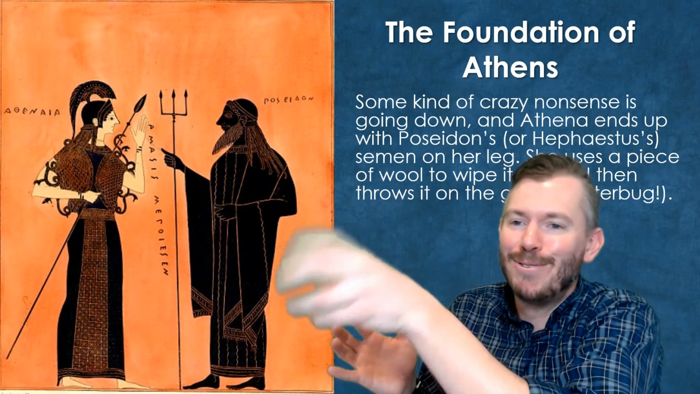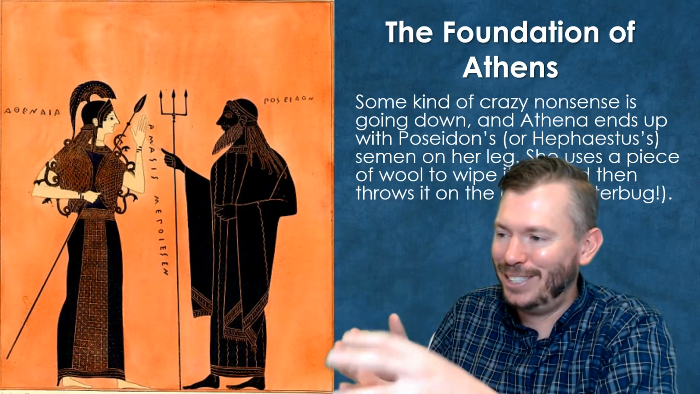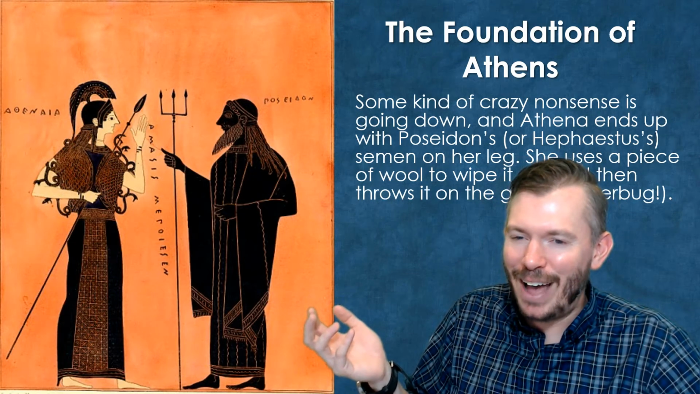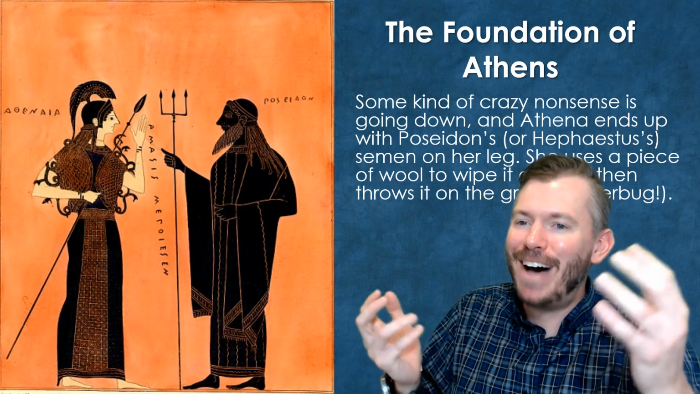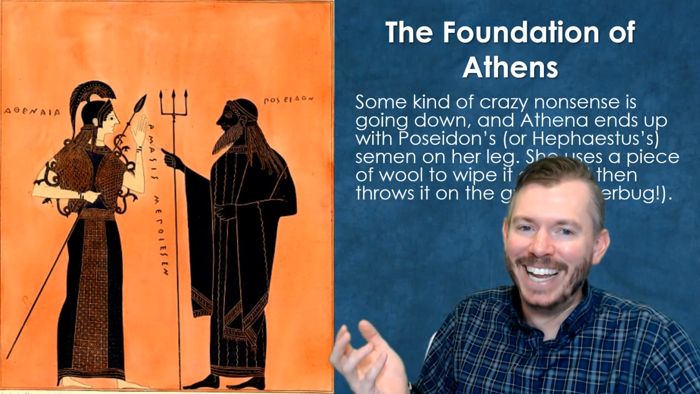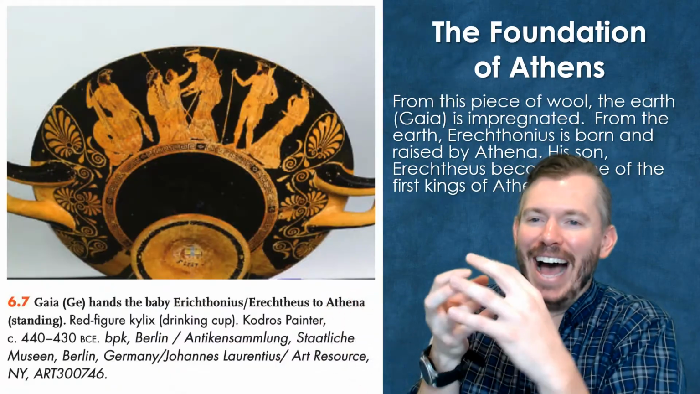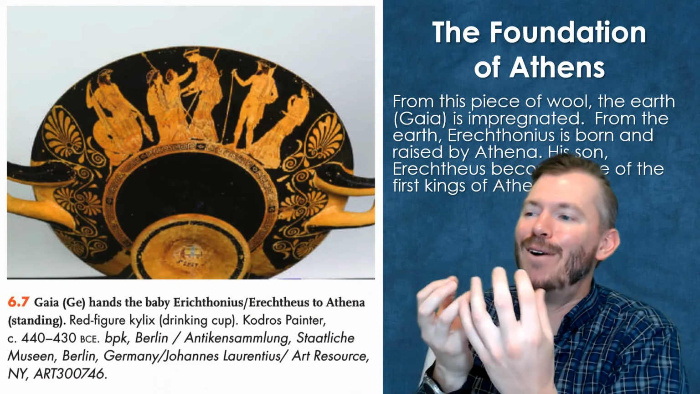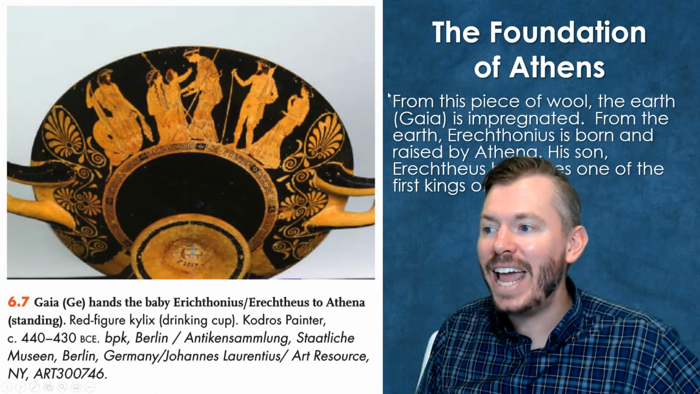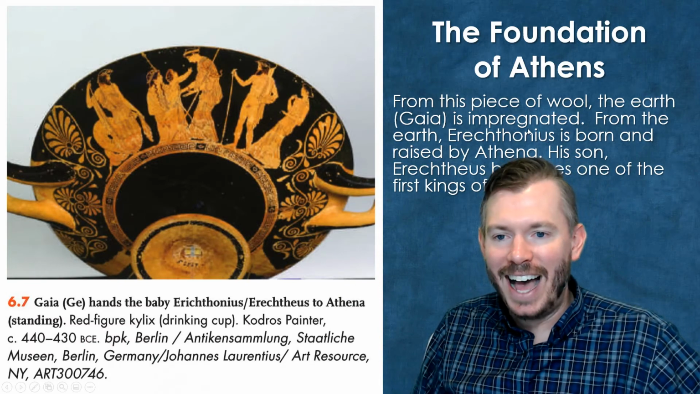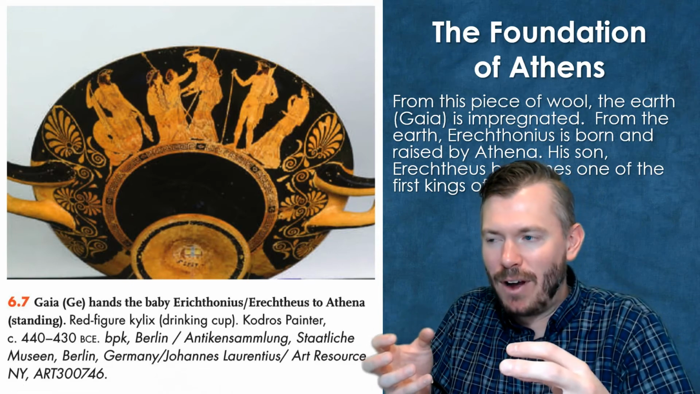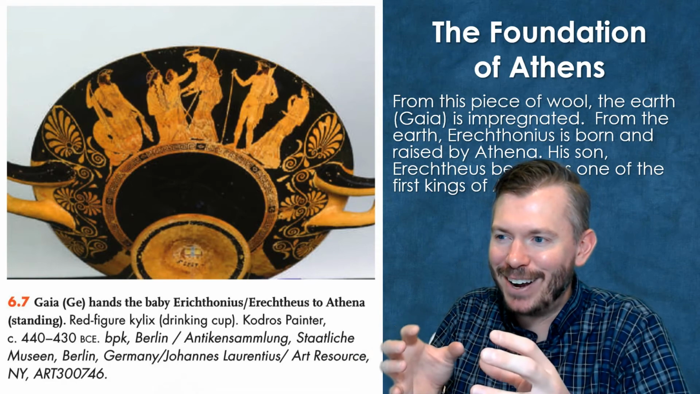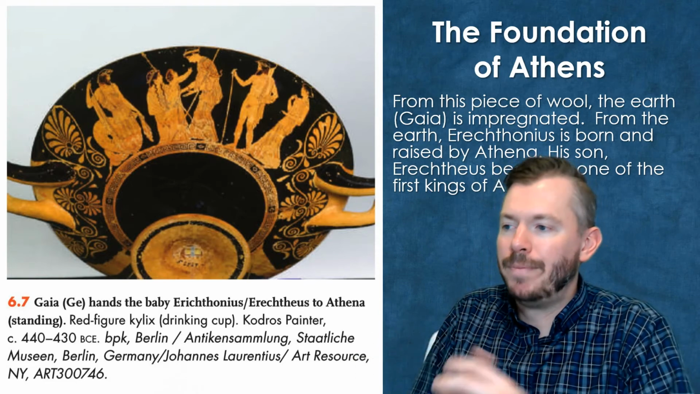So she uses a piece of wool from a sheep to wipe it off, throws it on the ground. I shouldn't just throw things like that on the ground. But because this is divine wiped up semen, it somehow pairs with Gaia and goes into the ground, and then Gaia becomes pregnant. And out from the ground, we get Erechtheus, right? So there's this other kind of god, kind of like Kecrops, a kind of mythical human, kind of divine character, born from the ground, okay?